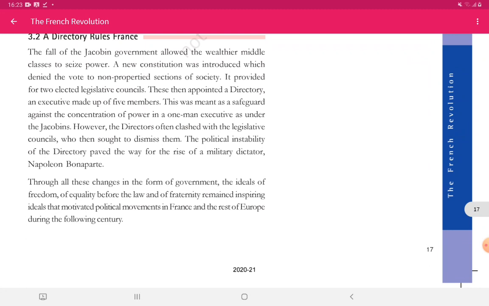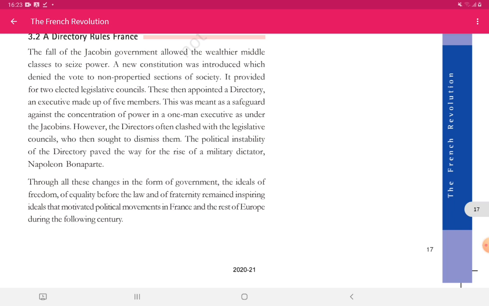It provided for 2 elected legislative councils. These then appointed a Directory, an executive made up of 5 members. This is itself one point. This was meant as a safeguard against the concentration of power in a one-man executive as under the Jacobins. However, the directors often clashed with the legislative councils, who then sought to dismiss them.